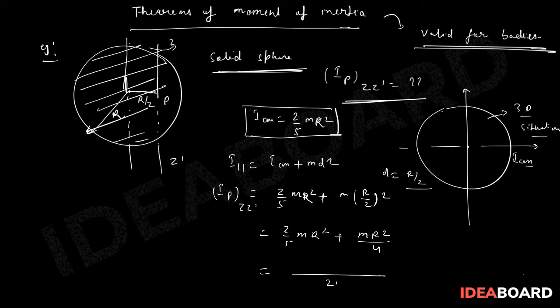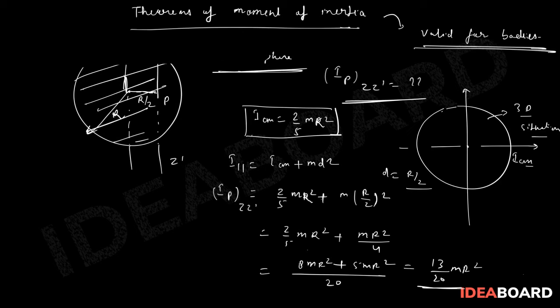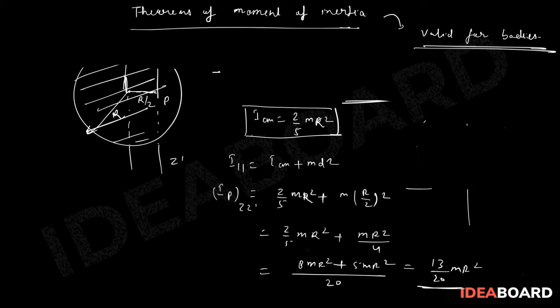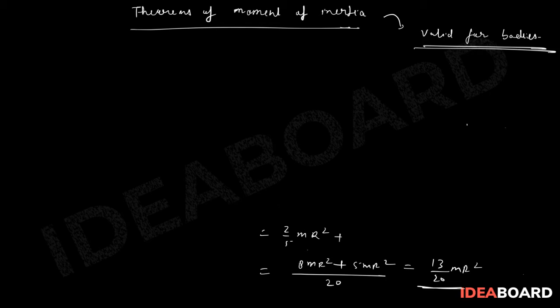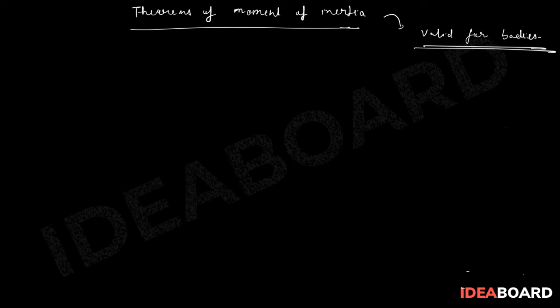We can take LCM. This is 20, so 8 mr square plus 5 mr square. So finally this value will be 13 by 20 mr square, right? So that's how we calculate moment of inertia using parallel axis theorem. Now there is another theorem which I told you earlier, that there are two theorems. So another one is perpendicular axis theorem, which is simultaneously equally important.